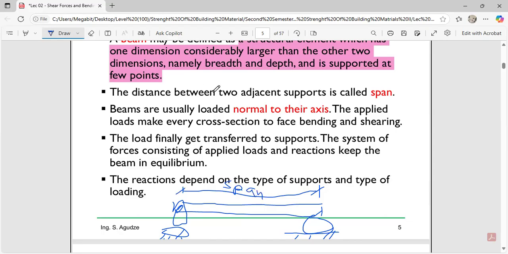So beams are usually loaded normal to their axis. The applied load makes every cross section face bending and shearing. The load finally gets transferred to support. The system of forces consisting of applied load and reaction keep the beam in equilibrium. The reaction depends on the type of support and the type of loading.